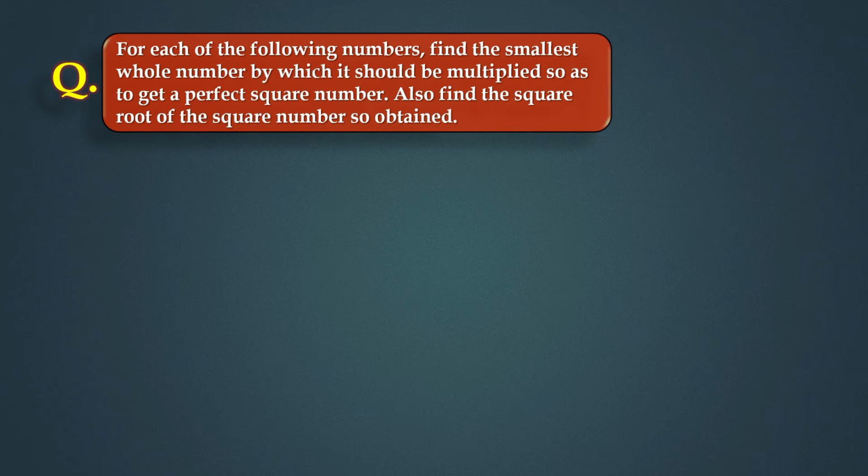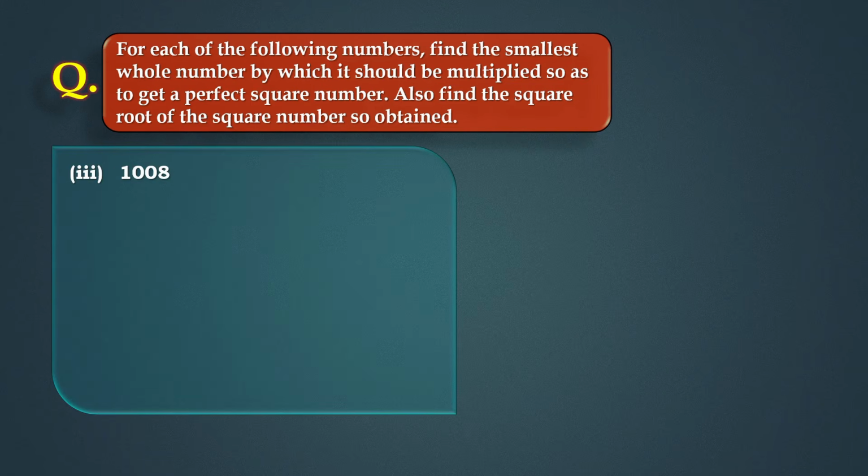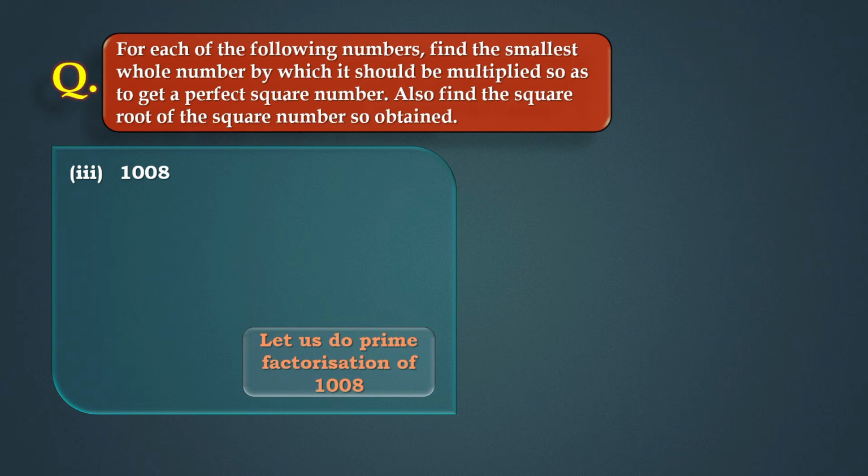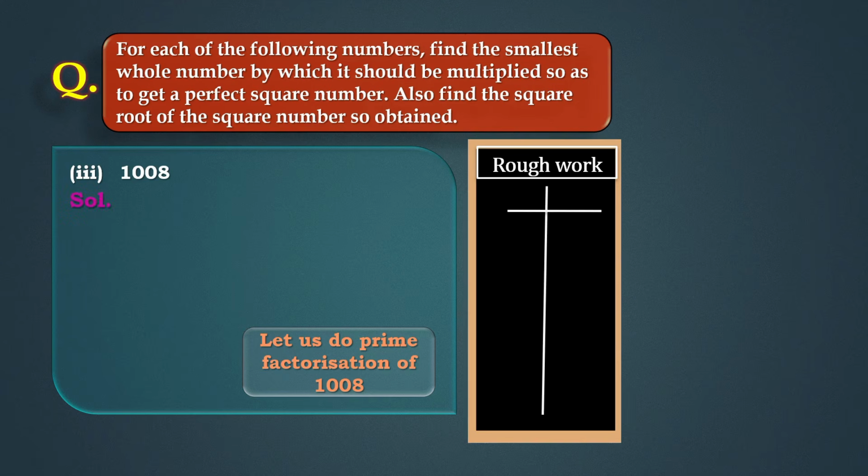Now students, let us solve another question of this type. We are given the number 1008. We need to find the smallest whole number by which it should be multiplied to make it a perfect square, and then find the square root of the new number. First, let us find the prime factorization of 1008. We start dividing by 2.